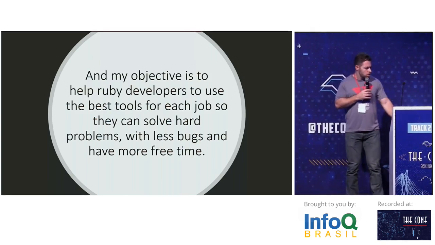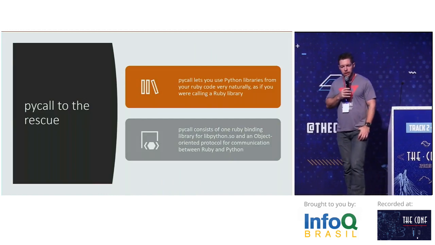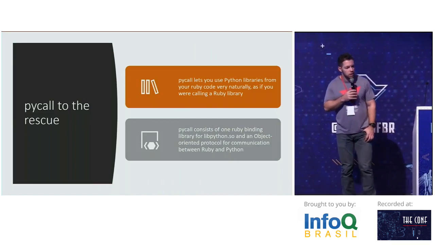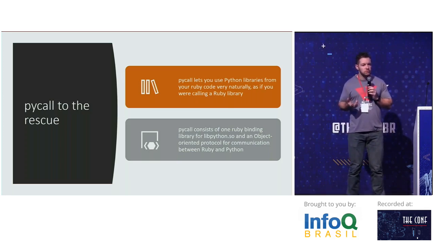So 100 times slower is really slow. What's the solution for that? I found a great project called PyCall. And PyCall is a library that does one thing really well. It lets you call Python libraries from your Ruby code as if it was implemented in Ruby.